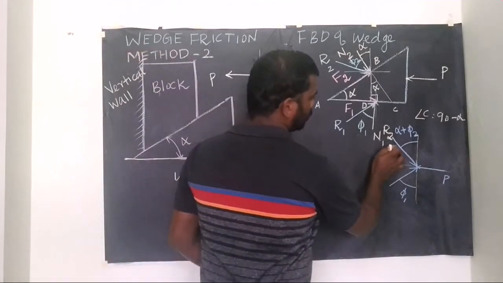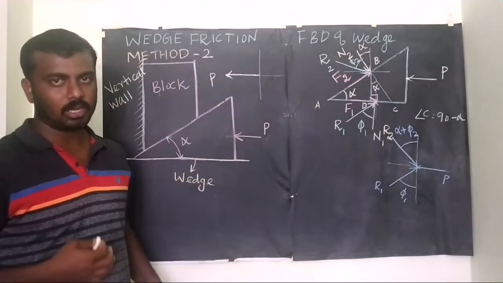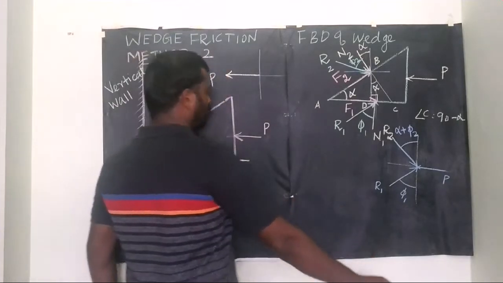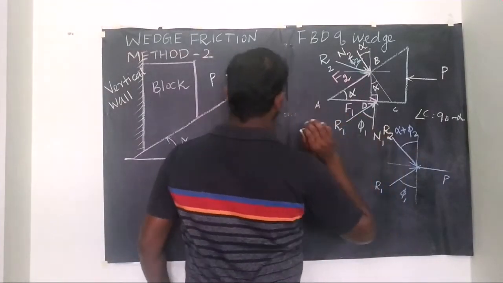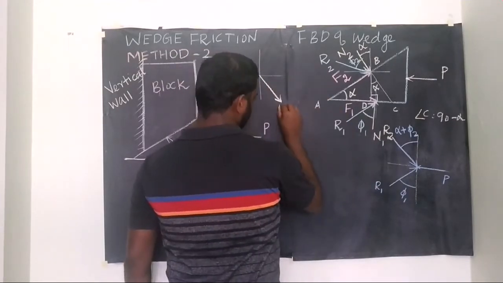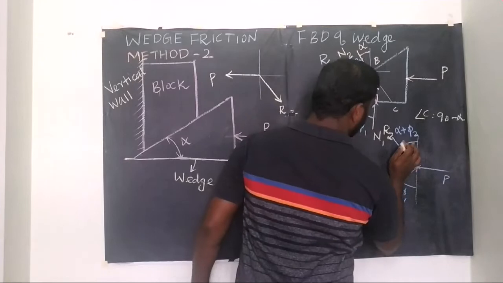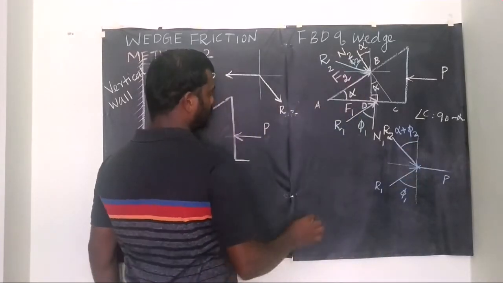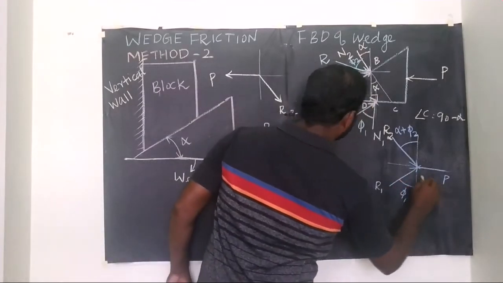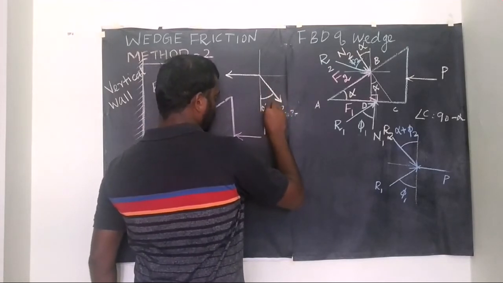Now this resultant force R2 in second quadrant, by using principle of transmissibility, this force comes in fourth quadrant. That is R2. Here this angle is alpha plus pi 2, means this angle. This angle also alpha plus pi 2.